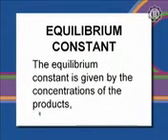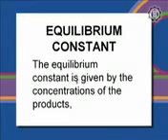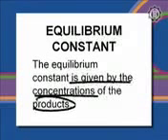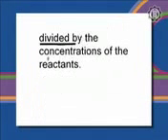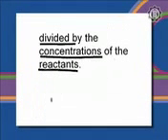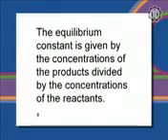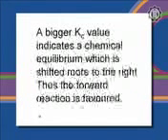It's a continuation of what we've already started, and today we'll be talking about the equilibrium constant. The equilibrium constant is given by the concentration of the products divided by the concentration of the reactants.